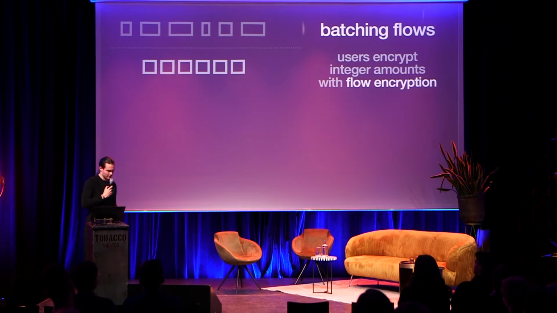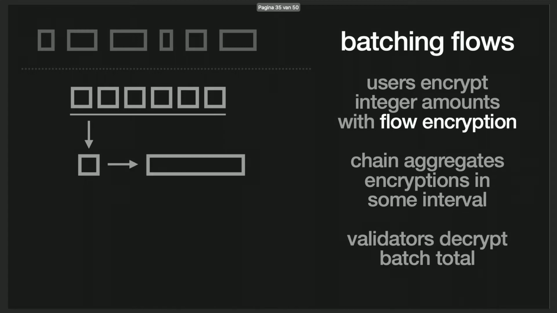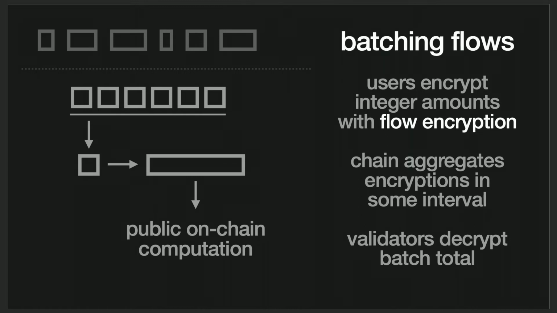So we have some docs on this in our protocol spec, but effectively the flow is that once you have these ciphertexts, they're all additively homomorphic, so the chain can aggregate all of the encrypted values over some interval. Maybe that's over a block, maybe over a full day, maybe longer or shorter. It depends on the application logic and the context. But then the validators can do threshold decryption to reveal only the batch total for that whole amount. And once they have that batch total, they can use that to do some public on-chain computation.